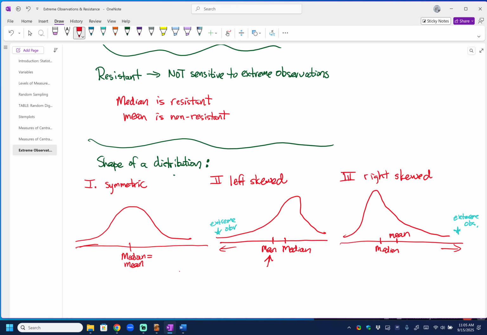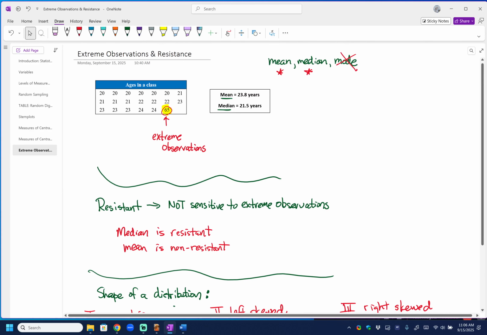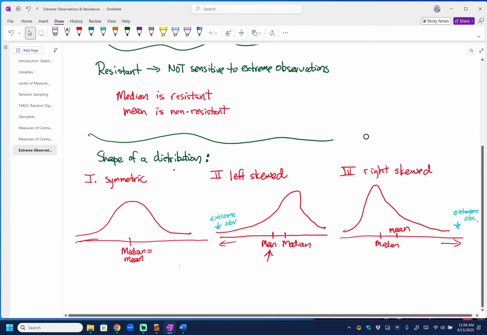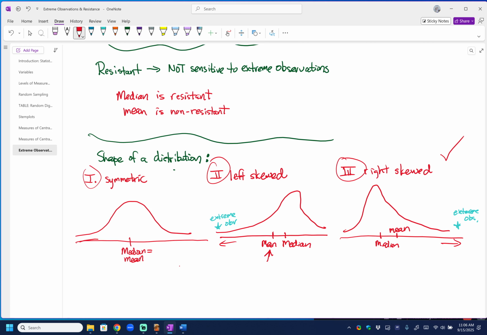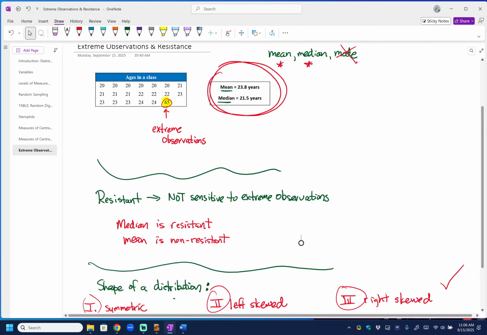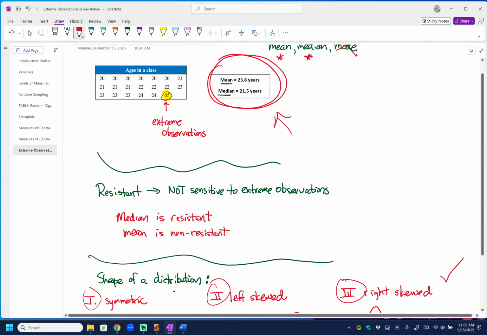So just remember this example up here. This is a mean that's greater than the median. So if we go back, which one of these scenarios, 1, 2, or 3, was the one where the mean was greater than the median? It was this one. So we would expect that if we graphed this distribution, we would have a right skewed distribution.